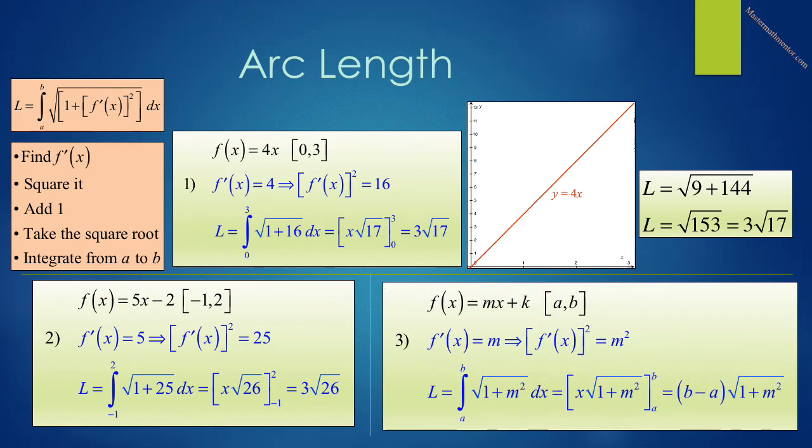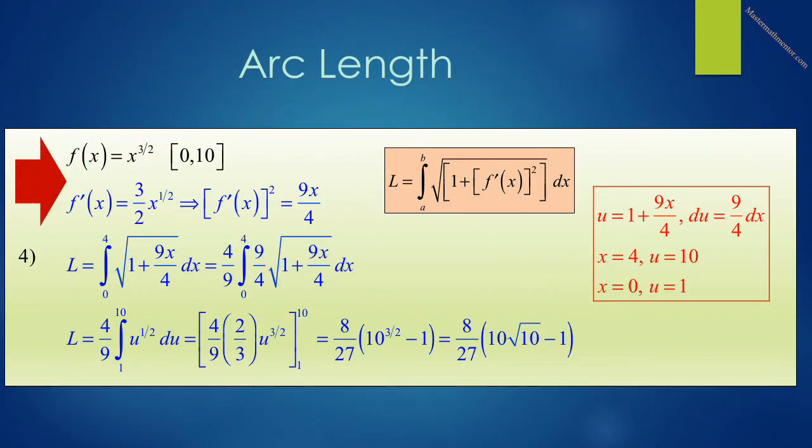Finally, let's find the arc length of any general line, f of x equals mx plus k, on the interval a through b. f prime of x is m, so f prime of x squared is m squared. So our arc length is the integral from a to b of the square root of 1 plus m squared, which turns out to be x square root of 1 plus m squared, evaluated from a to b. And your answer is b minus a times the quantity square root of 1 plus m squared. Notice that the k makes no difference because it's a constant and it just moves the curve up or down but does not affect its length.